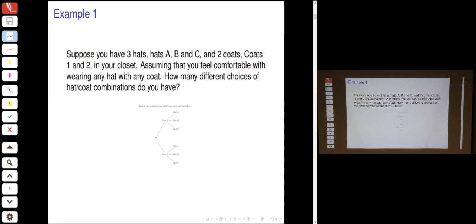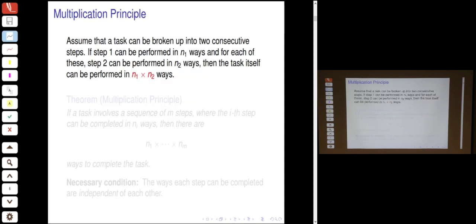So now how many combinations? If you try the combinations, you should count the leaves of the tree, right? So there are 6, right? So it's 2 times 3. So this is the message I want to say. Because of this example, we understand there's a general principle.